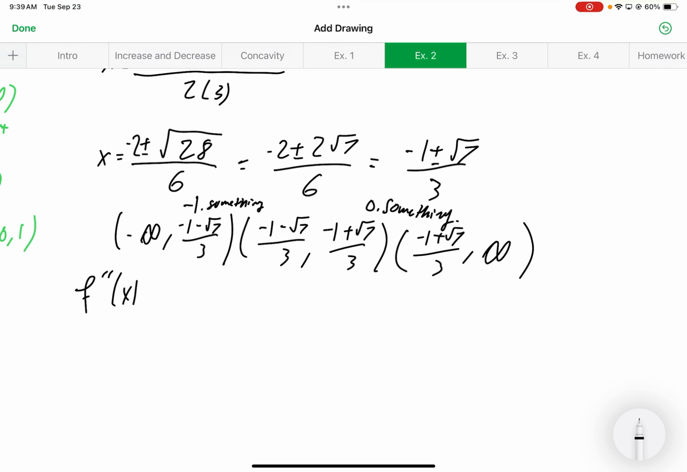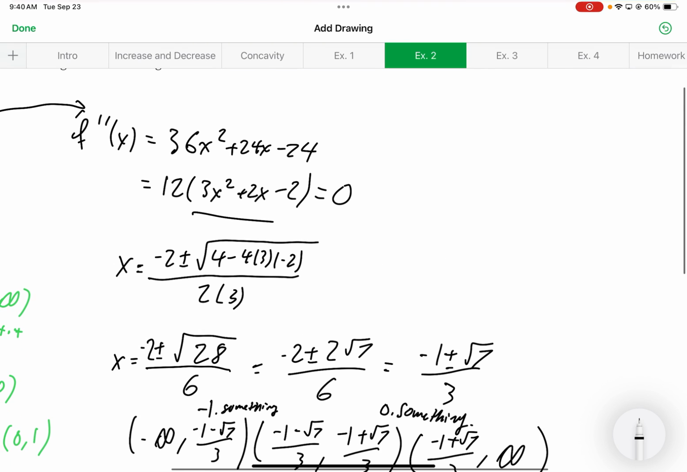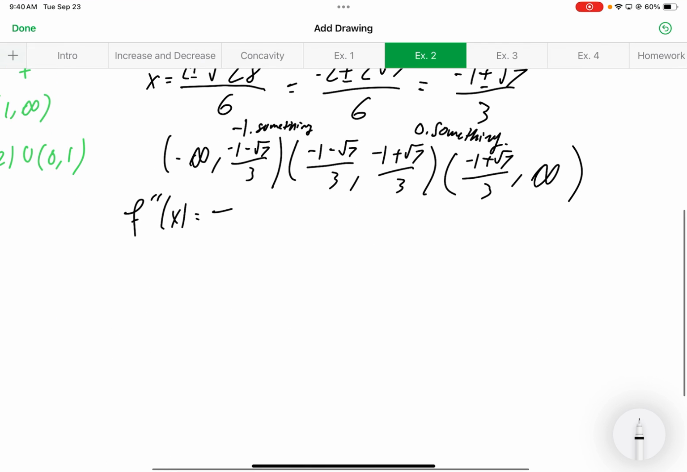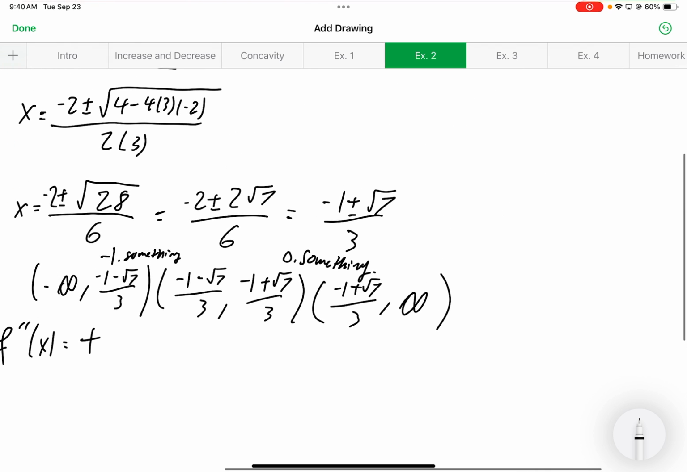So f double prime of x, let's see what our sign is. What do you want to test? It's in between negative infinity and negative 1 minus square root of 7 over 3. Negative 2? Okay. Now, I need to plug it into my second derivative. I guess I'll plug it in here. So let's see. Negative 2 squared is 4 times 3 is 12 plus 2 times negative 2 would be minus 4. Minus 4 minus 2 is still going to give me a positive number, and then I'm going to multiply it by 12. So this is positive.